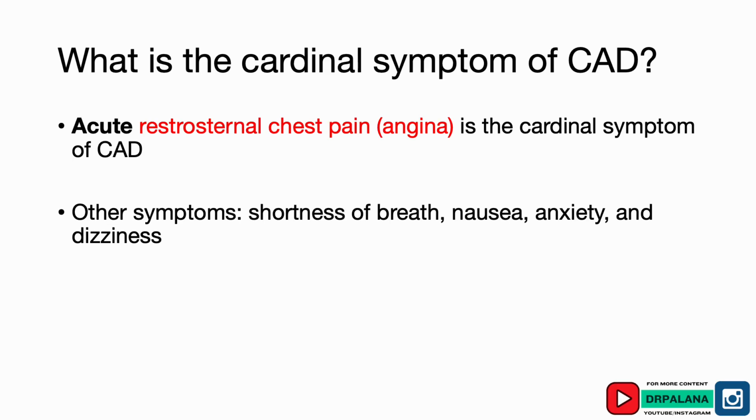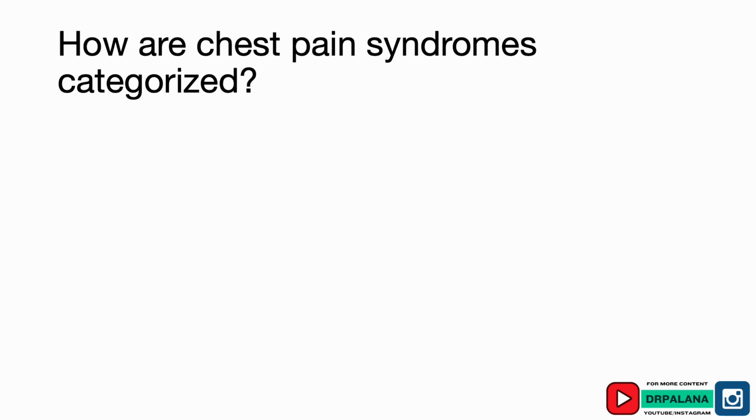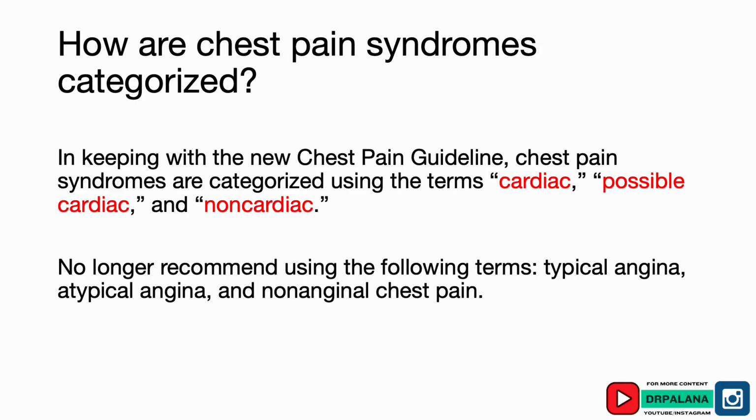Acute retrosternal chest pain is the cardinal symptom of coronary artery disease. Other symptoms to think about also include shortness of breath, nausea, anxiety, and dizziness. How are chest pain syndromes categorized? In keeping with the new chest pain guideline, chest pain syndromes are categorized using the terms cardiac, possible cardiac, and non-cardiac, no longer recommended using the following terms, such as typical angina, atypical angina, and non-anginal chest pain.